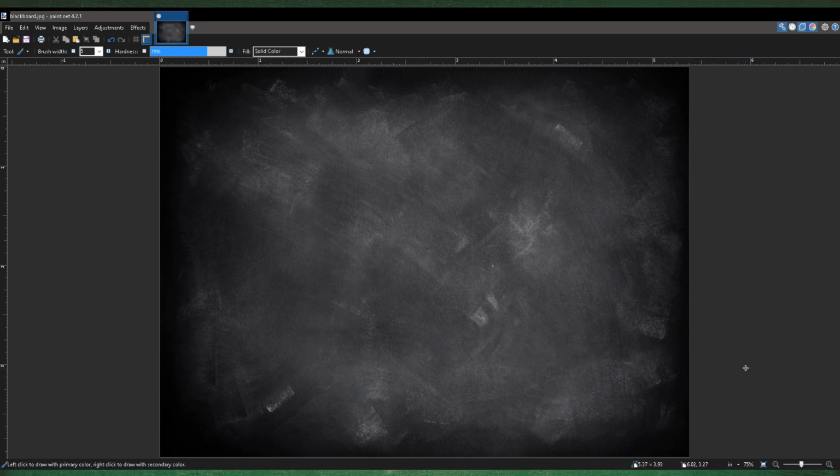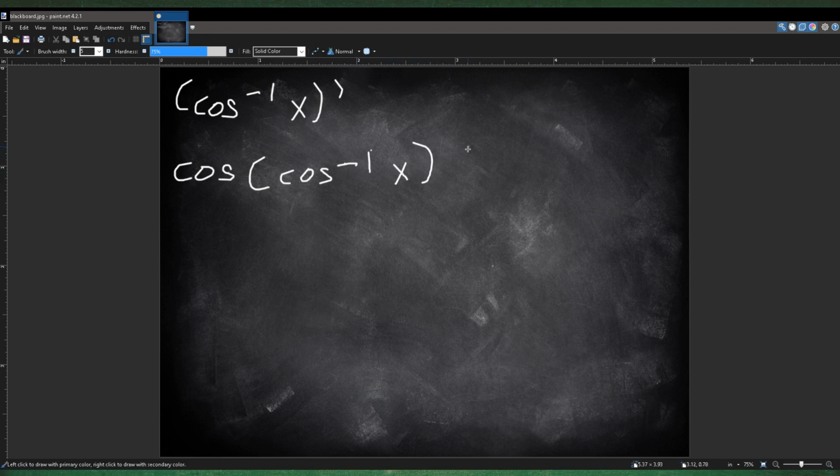And that was just for sine. So let's try another example. Now let's just try it with cosine. So we have the inverse of cosine of x, and we want to find its derivative. So apply the same concept. Cosine of the inverse cosine of x is equal to x.